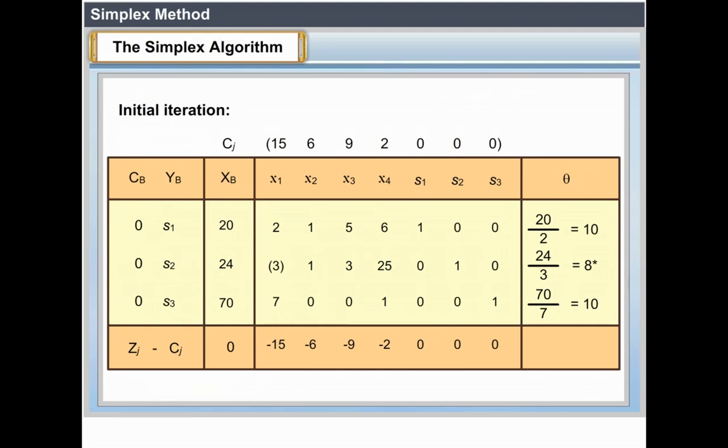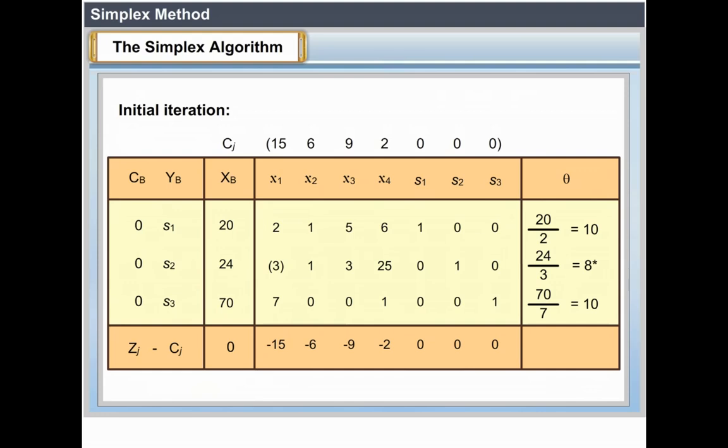Then third row, 0 for CB, S3 for YB, 70 for XB, 7 for X1, 0 for X2, 0 for X3, 1 for X4, 0 for S1, 0 for S2, 0 for S3. Then Zj minus Cj row, 0 for XB, minus 15 for X1, minus 6 for X2, minus 9 for X3, minus 2 for X4, 0 for S1, 0 for S2, 0 for S3. Here, the most negative is minus 15. So we have to choose X1 column to divide our right hand side values.